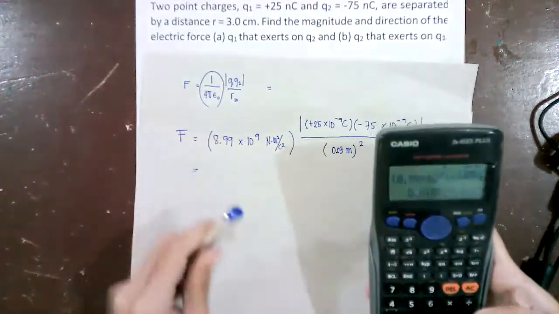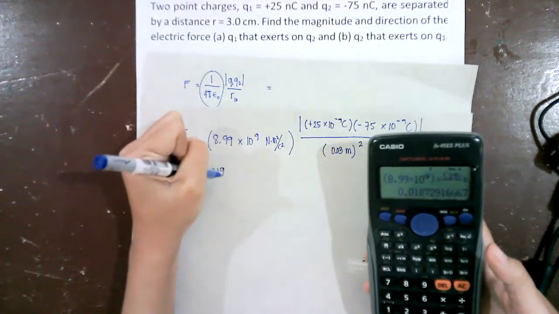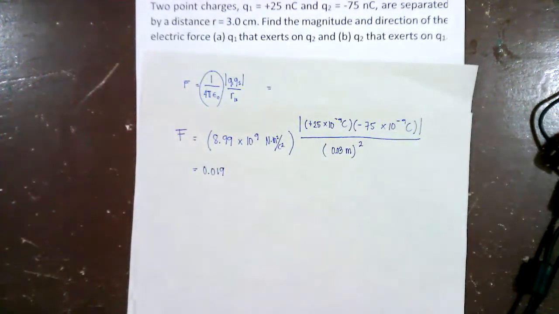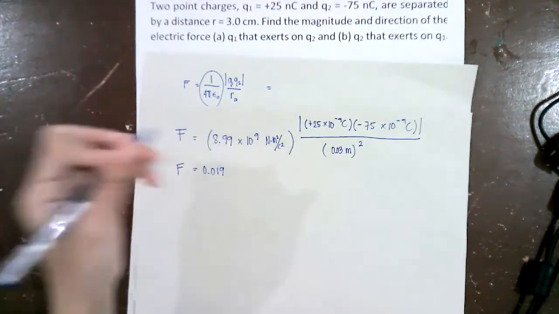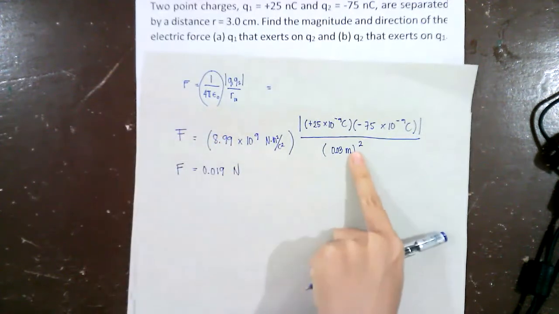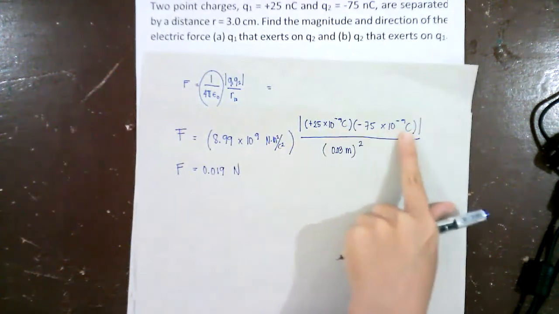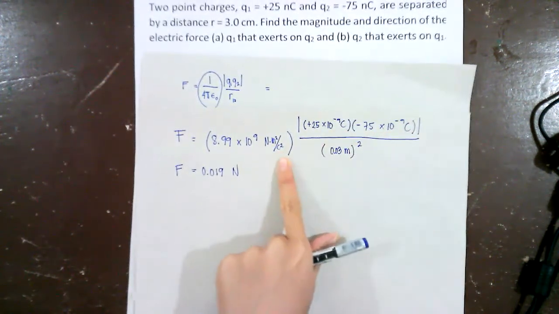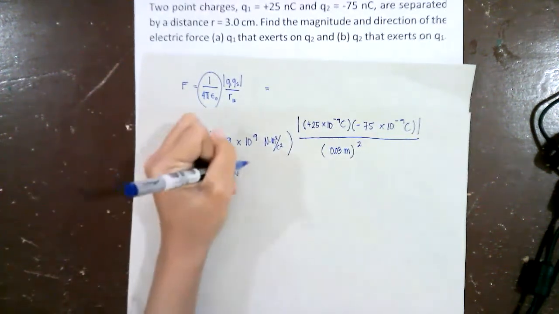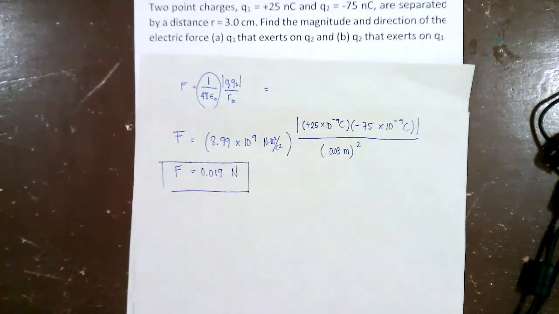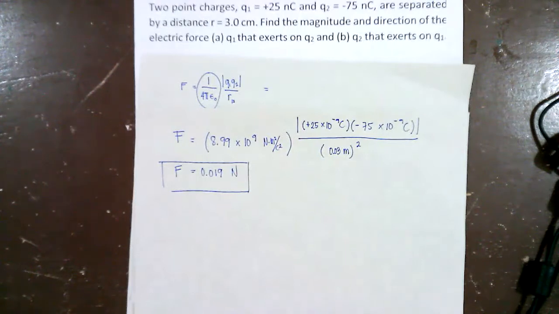Okay, so you will get 0.0187, or you can round it off to 0.019. Okay, so what will be your unit? So the unit for force is newtons. It's basic, the meter squared cancels here, and then the C squared from here, then the denominator of our constant. So the answer now is 0.019 newtons. So this is the magnitude of the electric force.